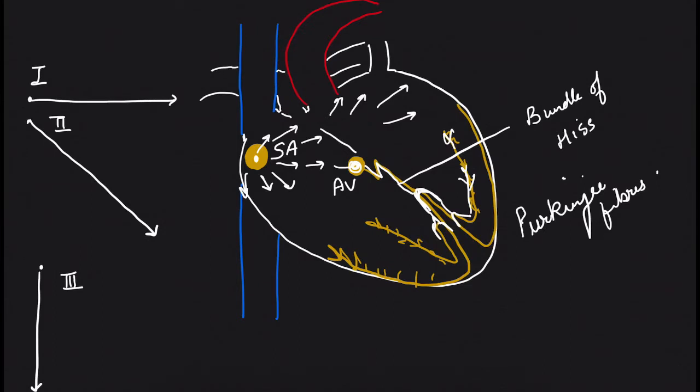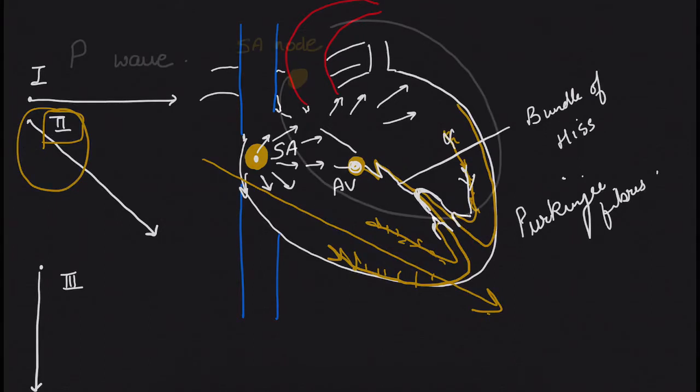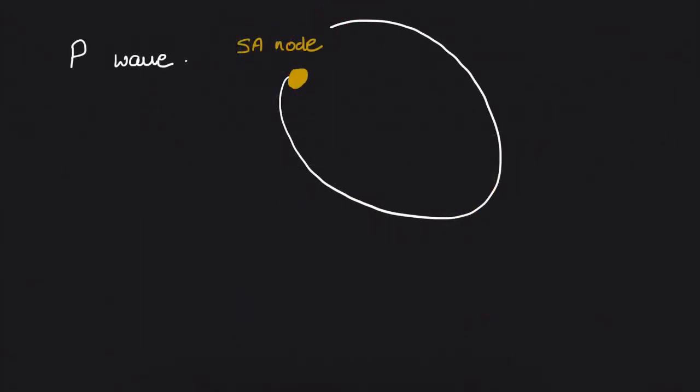If you see, the direction of movement of this impulse from the SA node to the apex is parallel, out of all these 3 leads, to lead number 2. That is the reason lead number 2 is the most important, and if you have to see only one lead, it is lead number 2. Now we'll discuss each and every single wave separately.